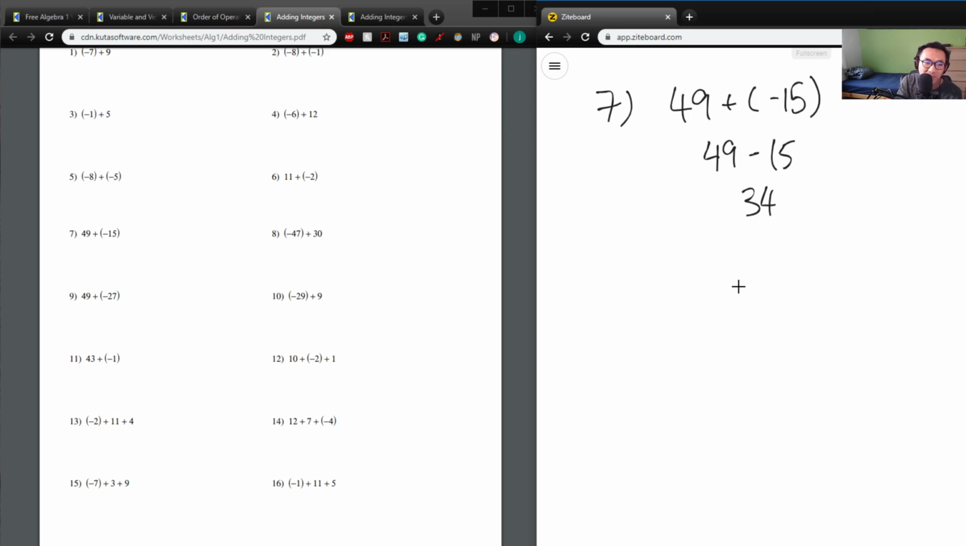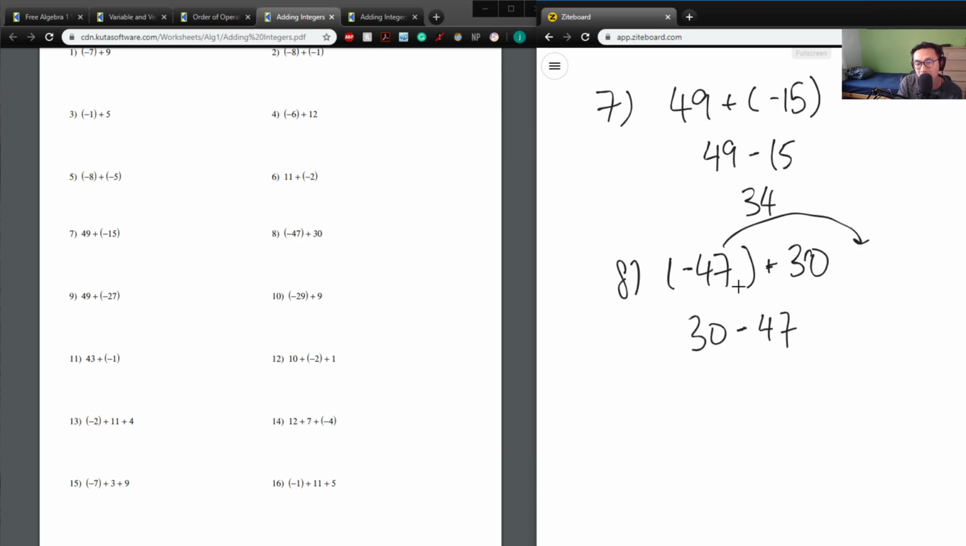Number 9 is very, very similar. So let's do number 8 actually. So this is negative 47 plus 30. Again, I can move this negative 47 to the right side to make it 30 minus 47. And that might be a bit easier for you to visualize. 30 minus 47. If I have positive 30 and subtract 47, I'm going to get a negative number. So 30 minus 47 equals negative 17.